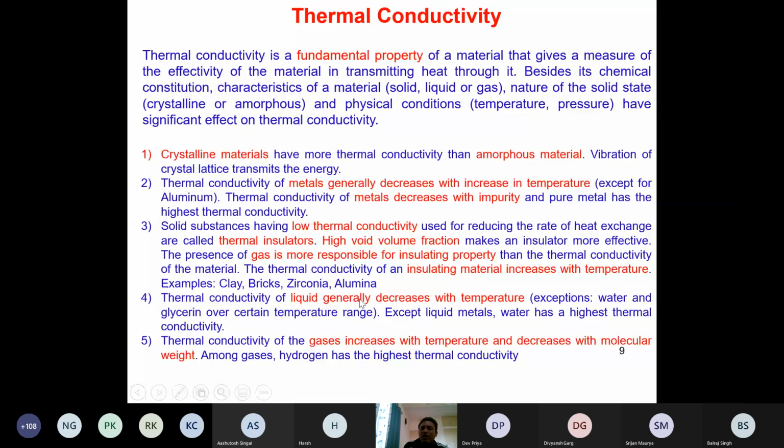For liquids, thermal conductivity decreases with temperature, whereas for gases, thermal conductivity increases with temperature and decreases with an increase in molecular weight. Okay, so this is what we have seen in the last class.